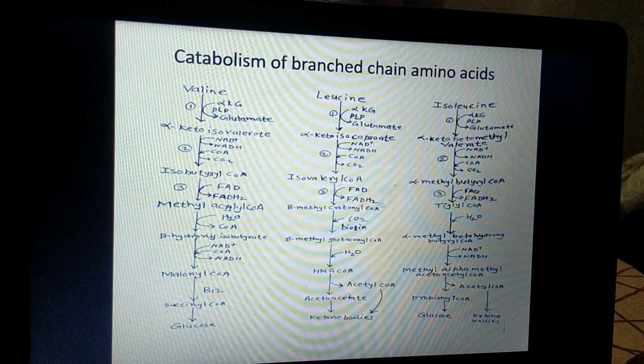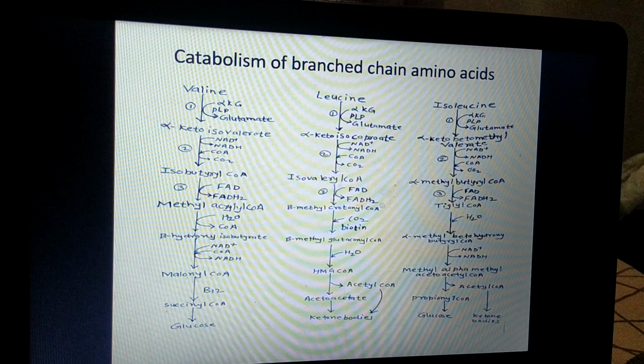In case of leucine, isovaleryl CoA is converted into beta methyl crotonyl CoA, again by oxidation. In case of isoleucine, alpha methyl butyryl CoA is converted into tiglyl CoA, again by oxidation. So here all these 3 steps require an enzyme called FAD dependent dehydrogenase or simply dehydrogenase. Now the fourth step, from the fourth step the catabolism of these amino acids differs. Methyl acrylyl CoA undergoes hydration to form beta hydroxy isobutyryl CoA.